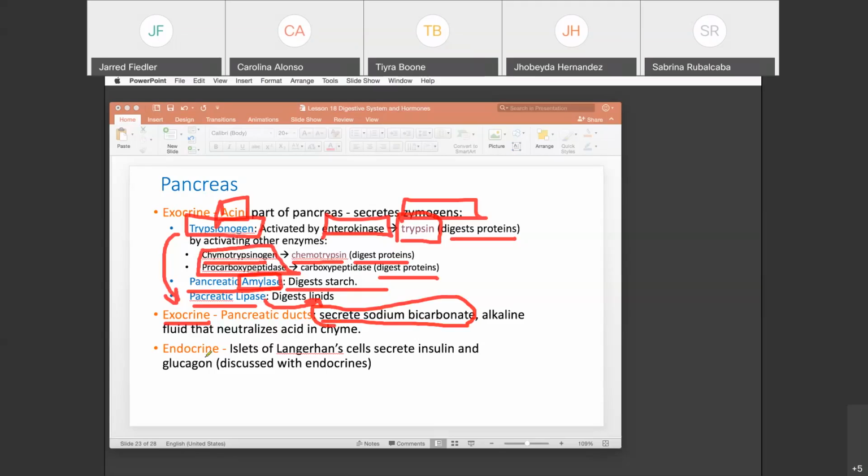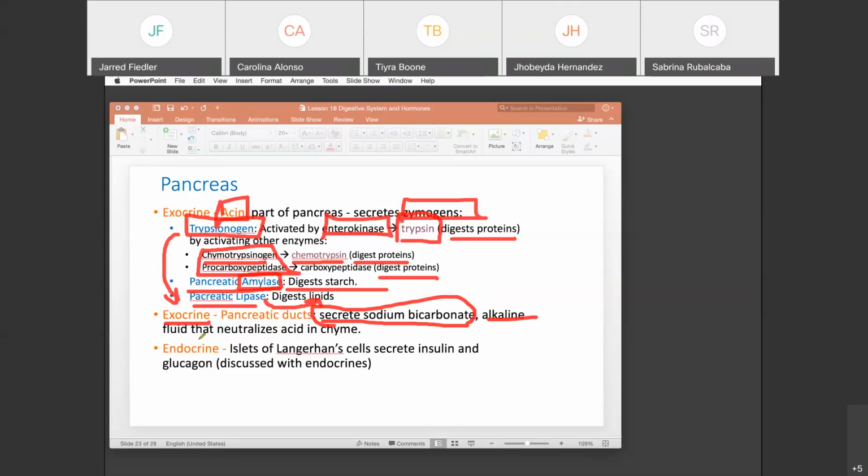And sodium bicarbonate is an alkaline solution. It's a buffer, part of the buffering system. It's going to neutralize the acid in the chyme, meaning that it's going to increase the pH back to around 7. That's the whole purpose of the pancreatic ducts. They allow the pathway to secrete sodium bicarbonate in the presence of secretin.